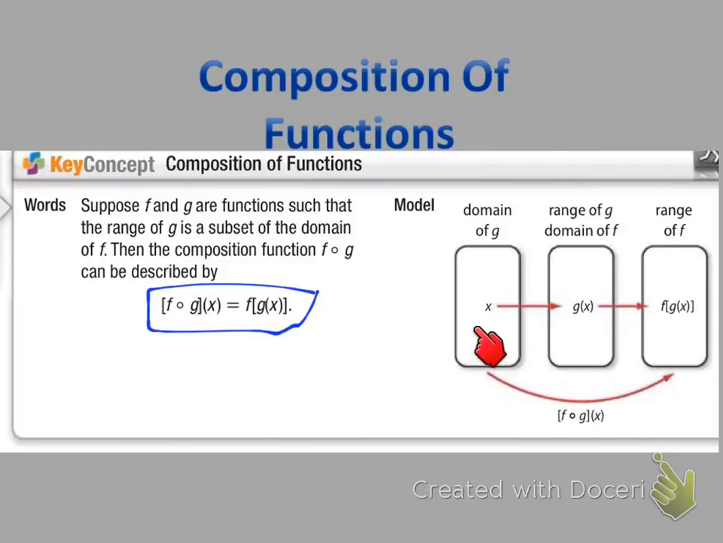Boiling it down further, you're going to take one of g's x's and get a y. You plug in x's, you get y's out. Everybody remember that?